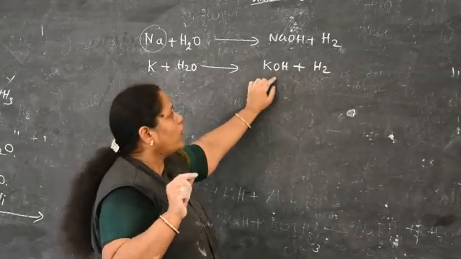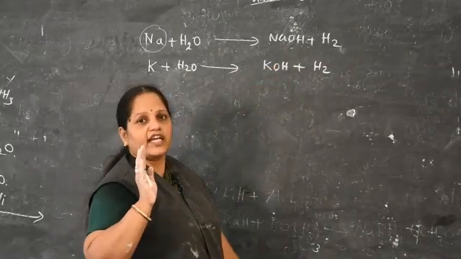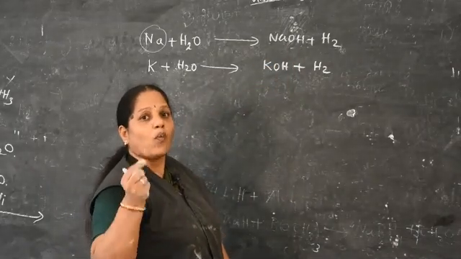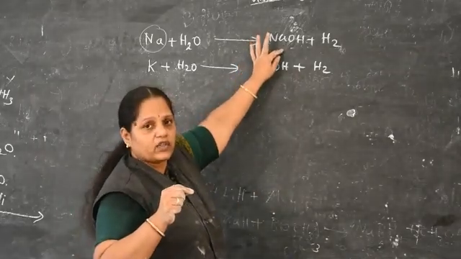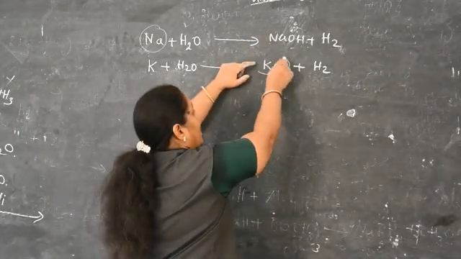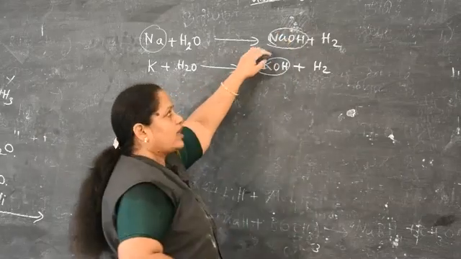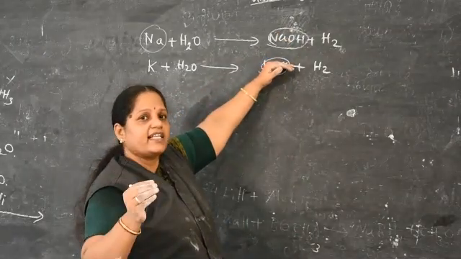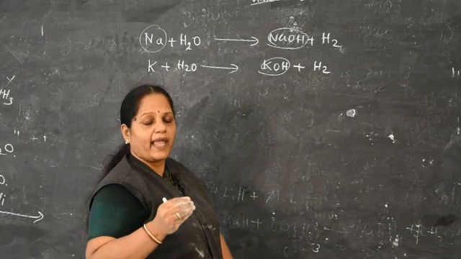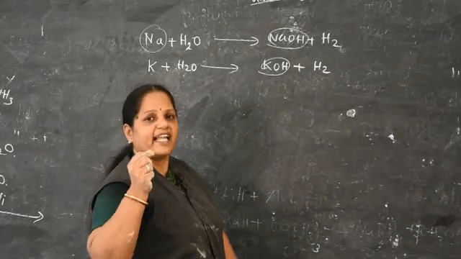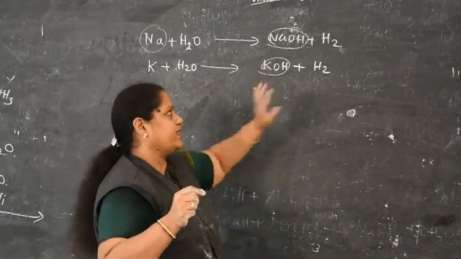The compounds which contain an OH group are usually called bases. Why are these called alkali solutions? Because these are soluble in water. Sodium hydroxide and potassium hydroxide are readily soluble in water. Those bases which are soluble in water are referred to as alkali solutions.